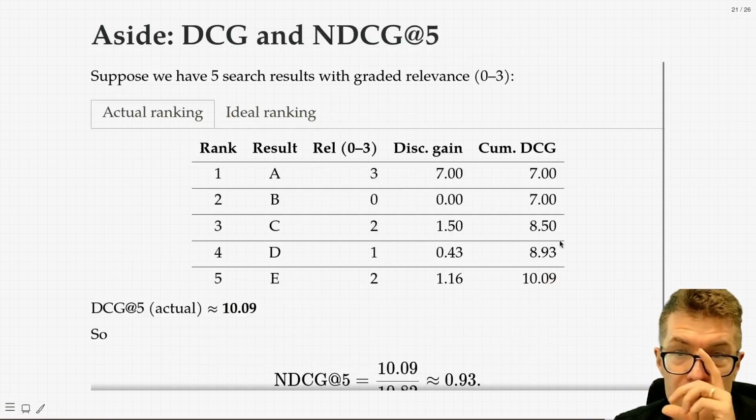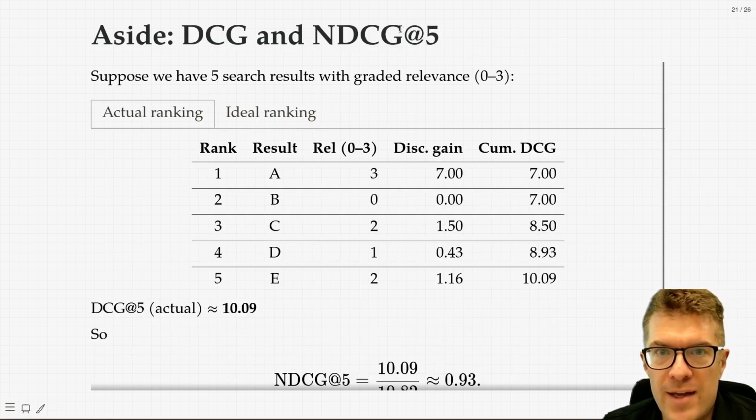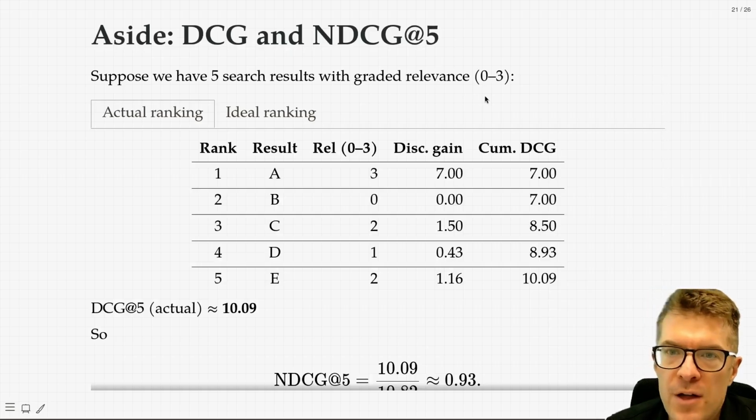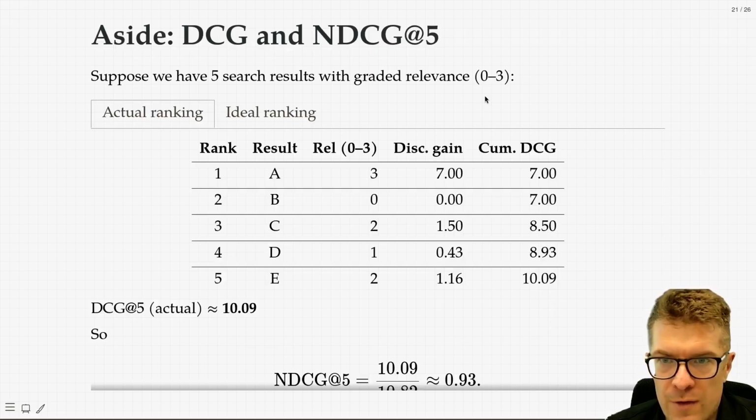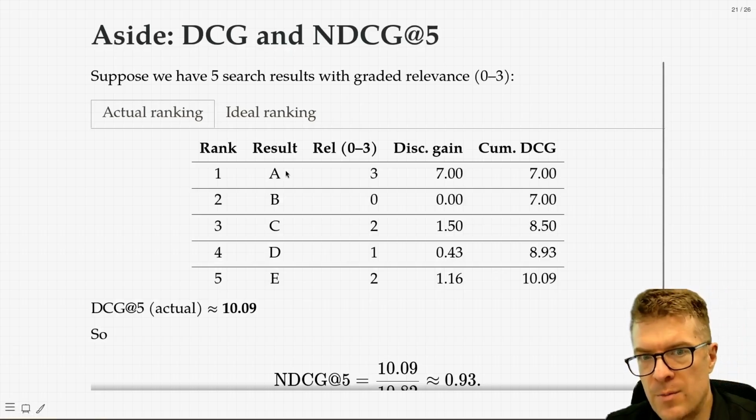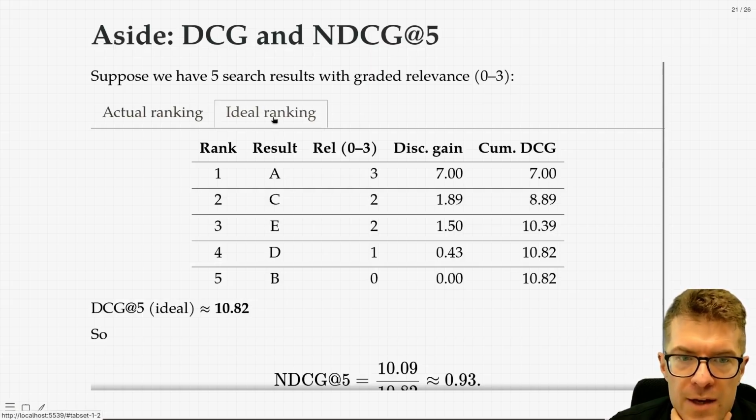So suppose we have just 5 search results, so k is equal to 5, and every search result has a graded relevance that we somehow know. This is like a supervised signal of 0 to 3. 0 is totally irrelevant, 3 is maximally relevant. Here we have some fictional data of an actual ranking, how well our system performs, and then we have the ideal ranking.